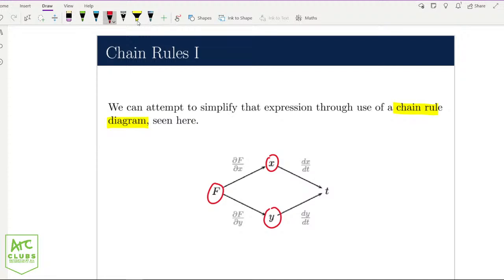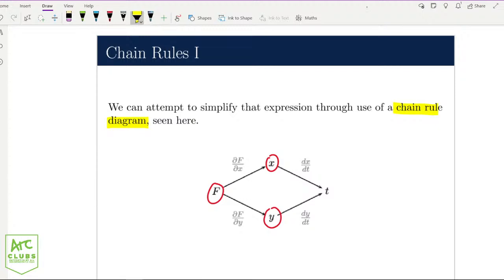But then on the other hand, our functions x and y are both functions of a single variable t. So if we want to get from x to t, then we can just apply normal differentiation, dx dt as well as dy dt. So this is probably the most simple scenario that we're dealing with.